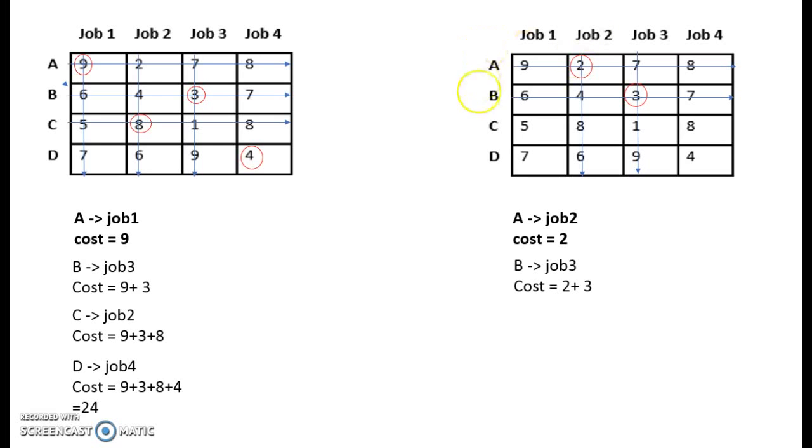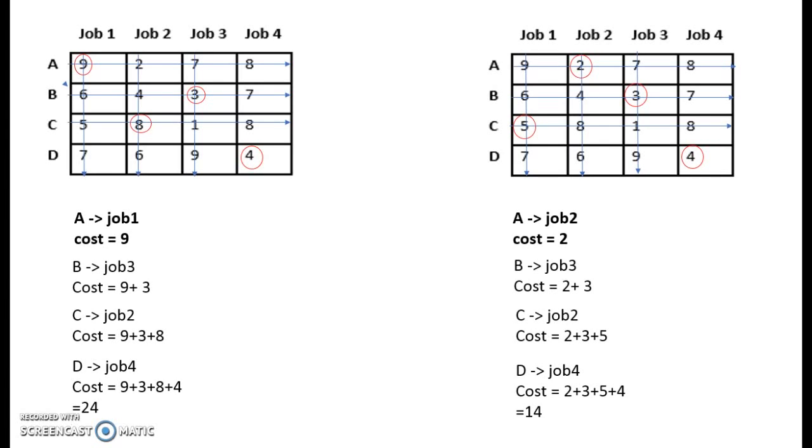Now selecting the minimum value from row 3, which is 5 and 8, where 5 is the minimum value. So select value 5, cross person C's row and job 1's column and add it into the upper cost, which is 2 plus 3 plus 5. Now select another minimum value, which is 4. Now our cost will be 2 plus 3 plus 5 plus 4 is equal to 14.